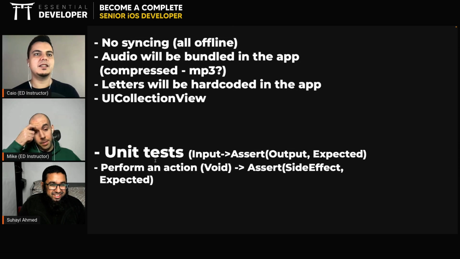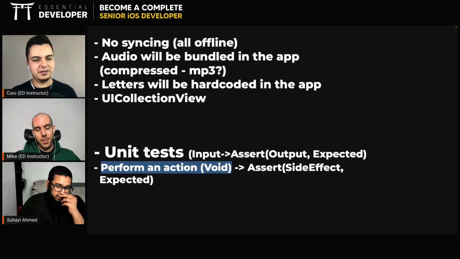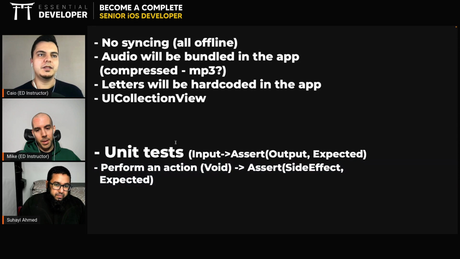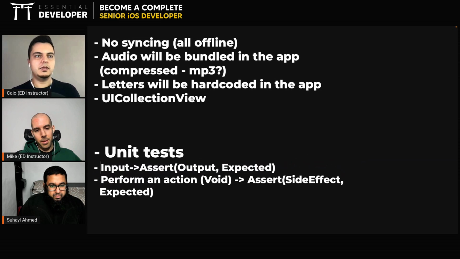So exactly. That's it. Performed. There's an event that happened, like a view loaded, or a view was removed, or a cell was moved. There's a side effect outside that scope. And that's the difference. You have these two types of input that return an output. Then you just assert the output is what you expected.